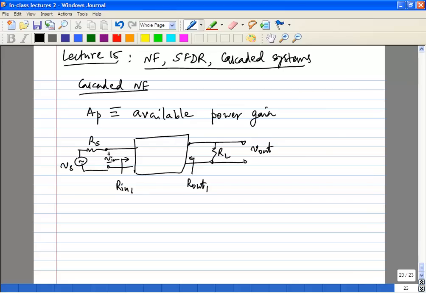Okay. So now what is AP? AP is the available power at the load under matched condition at the output, over the available power from the source, again under matched condition.